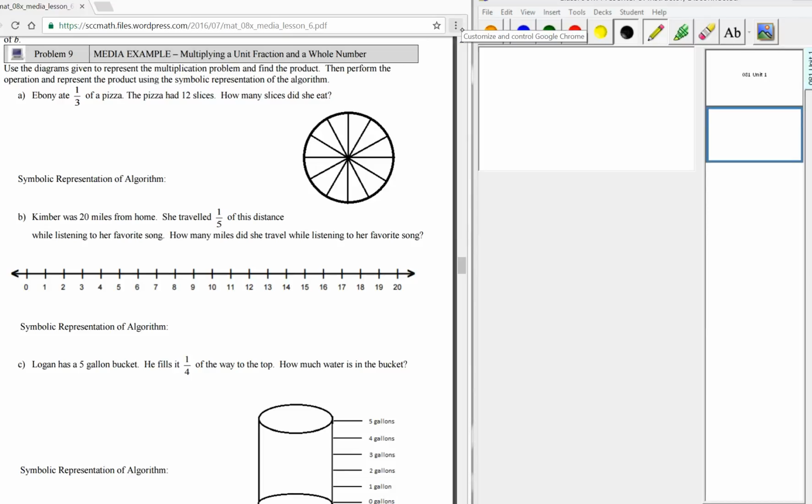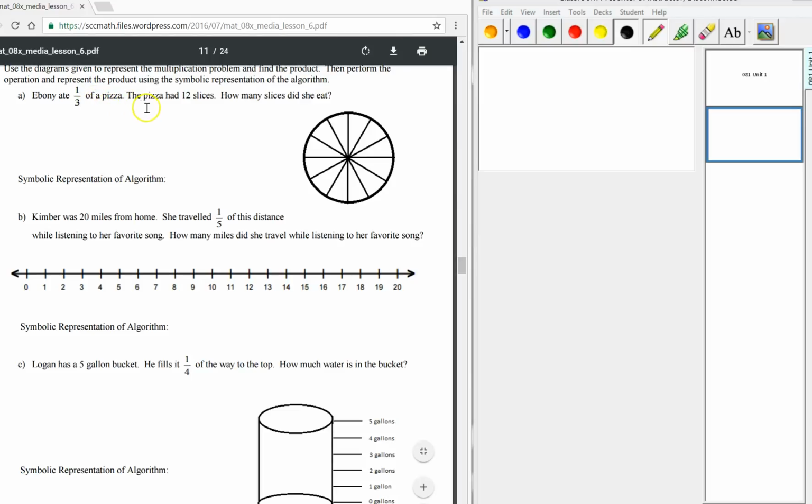But here there are some core ideas that we really want them to understand about the usefulness of multiplying by fractions, because this is something that we do a lot, especially in proportional reasoning. And the application problems you'll see that they have a lot of trouble with. So let's look at the first one.